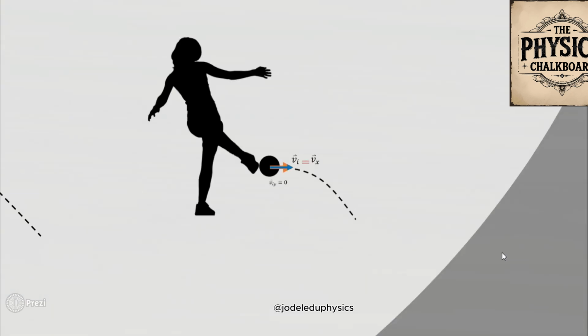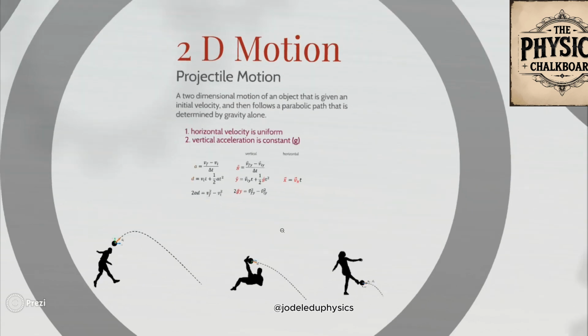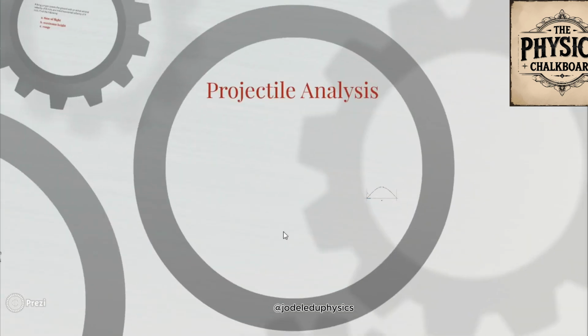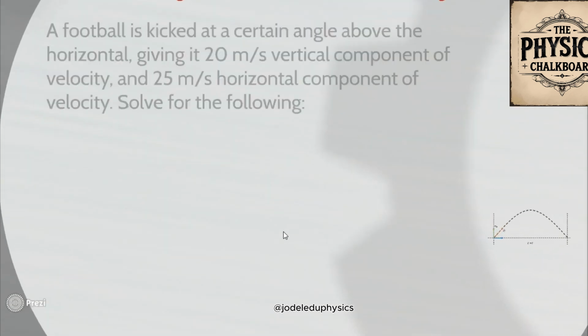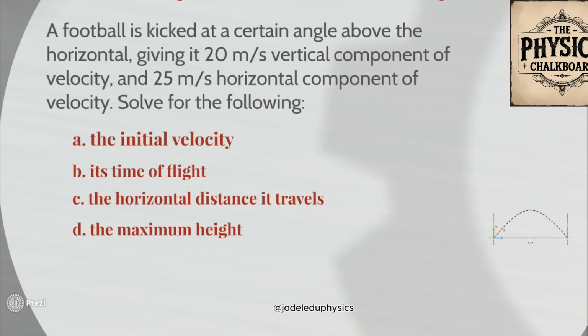When you start solving problems on your own, pay close attention to how the initial velocity is stated. In some cases, the problem will already provide the velocity in terms of its horizontal and vertical components, so you won't need to calculate them yourself. Let's try an example. The problem says, a football is kicked at an angle above the horizontal, giving it a vertical velocity component of 20 meters per second and a horizontal velocity component of 25 meters per second.